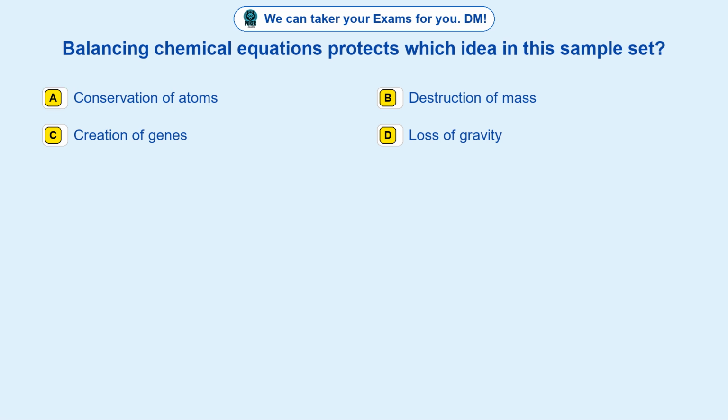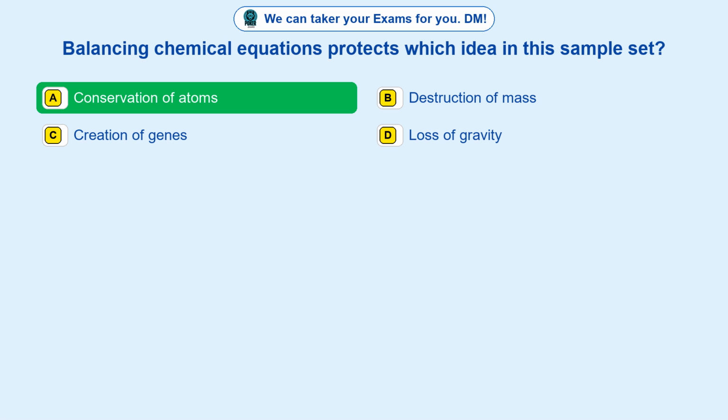Question 39. Balancing chemical equations protects which idea in the sample set? Option A, conservation of atoms. Option B, destruction of mass. Option C, creation of genes. Option D, loss of gravity. The correct answer is option A, conservation of atoms.